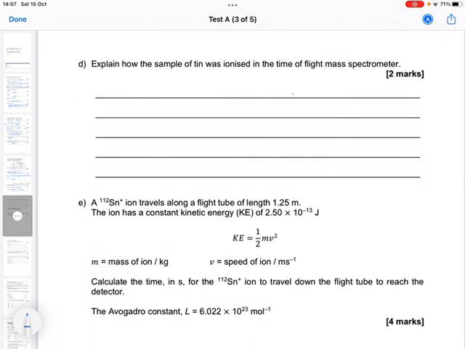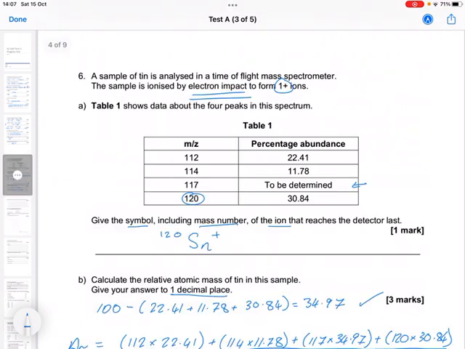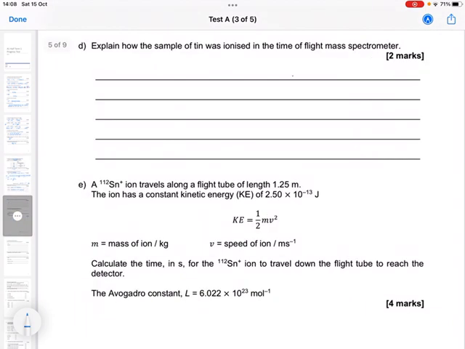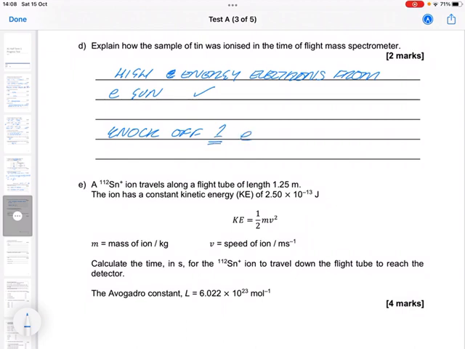Part D, explain how the sample of tin was ionised in the time-of-flight mass spectrometer. It tells you in the question that it was done by electron impact, so we need the explanation for that. So we need to speak about high energy electrons fired from an electron gun, so that would be one of the marks. You're told they form 1+ ions, so it knocks off 1 electron. You could use the formula here, so M(g) goes to M+(g) plus e-.